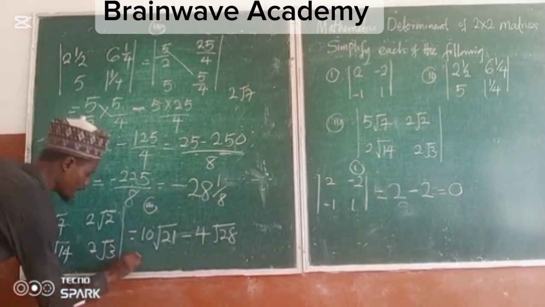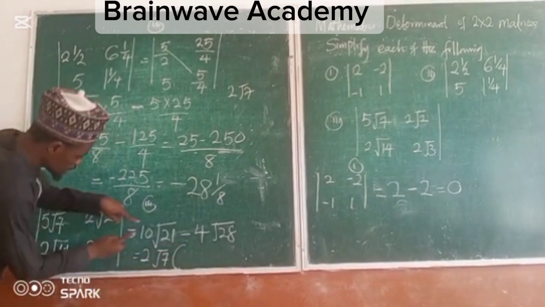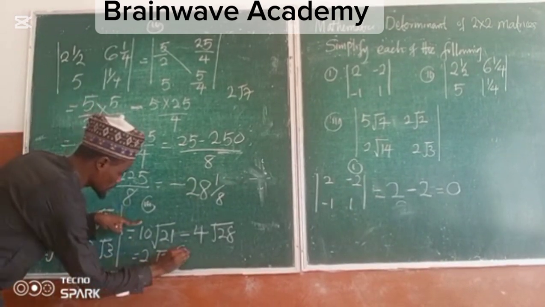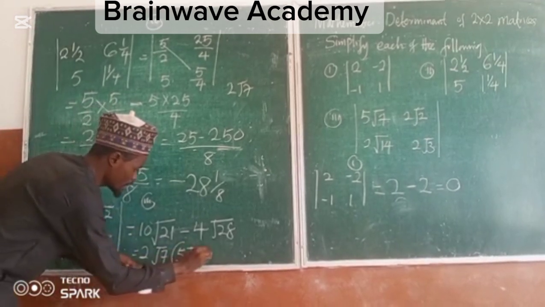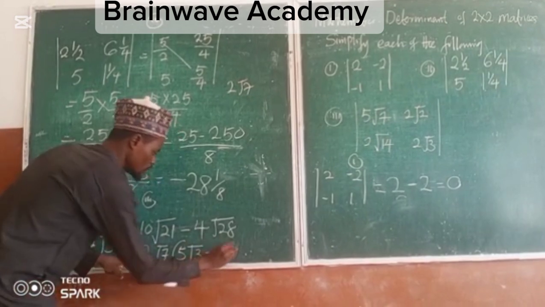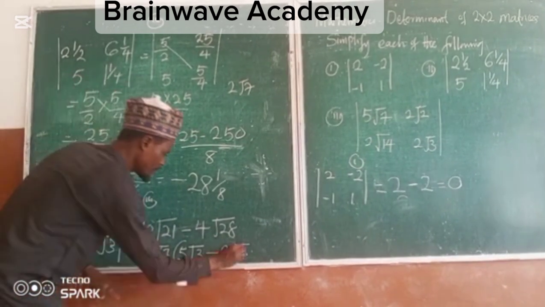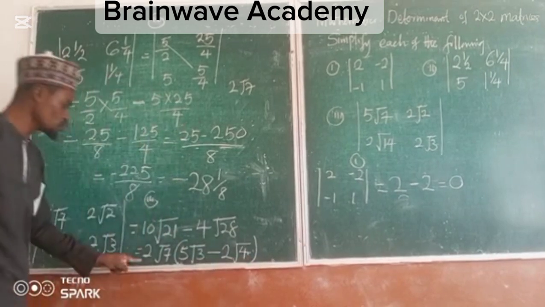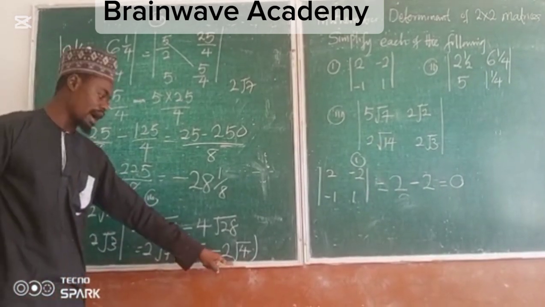Which means that we are going to have 2 root 7, open bracket, 10 divided by 2, we have 5. Root 21 divided by 7, we have 3. Minus 4 divided by 2, we have 2. Root 28 divided by 7, we have 4. So the answer now is 2 root 7, open bracket 5 root 3, minus 2 root 4.